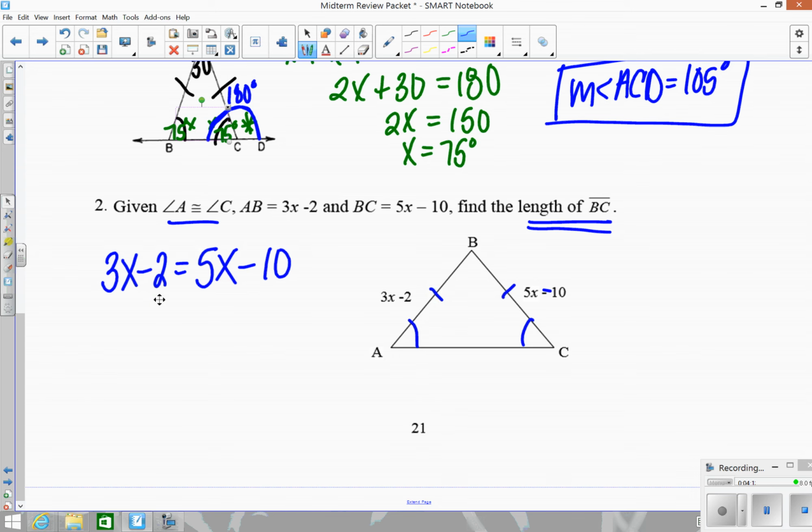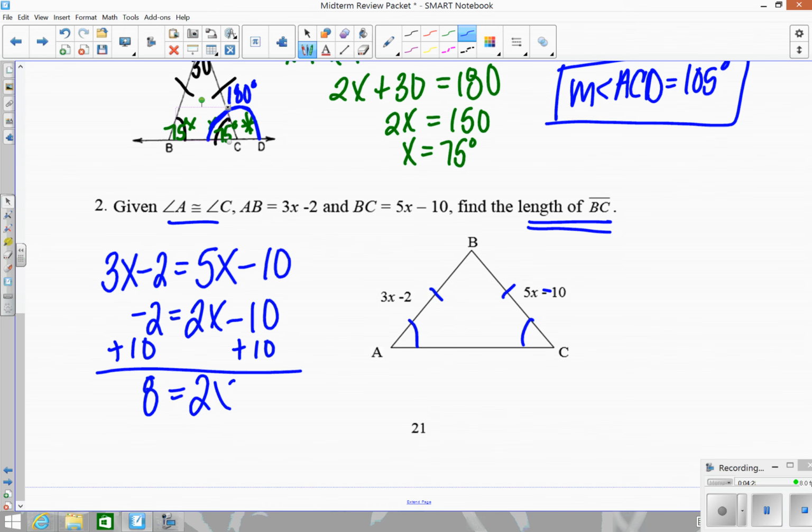So bring the 3x over. When I subtracted the 3x from both sides, I have 2x minus 10. Add the 10 to both sides. So we have 8 equals 2x. Divide both sides by 2. So we get x equals 4.